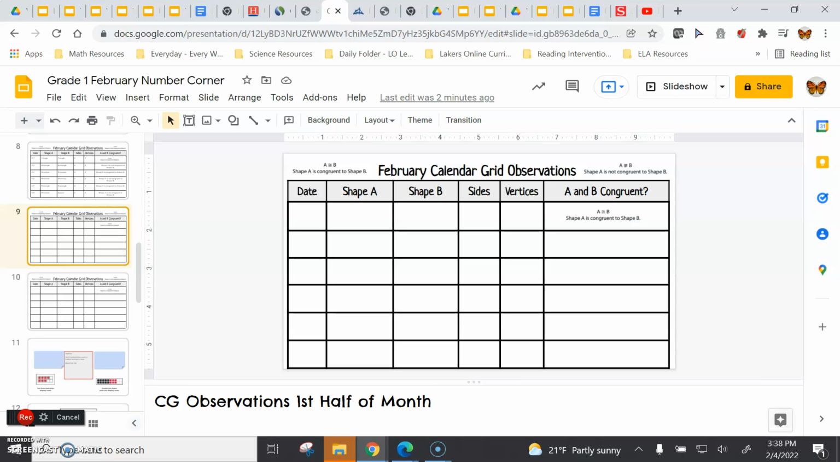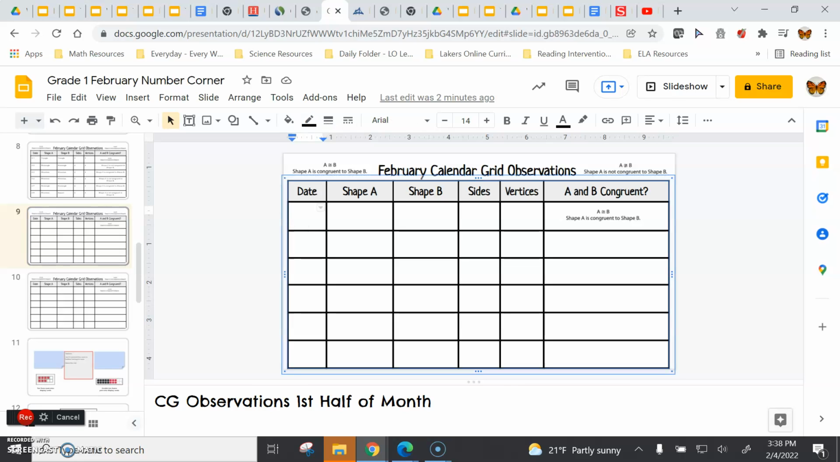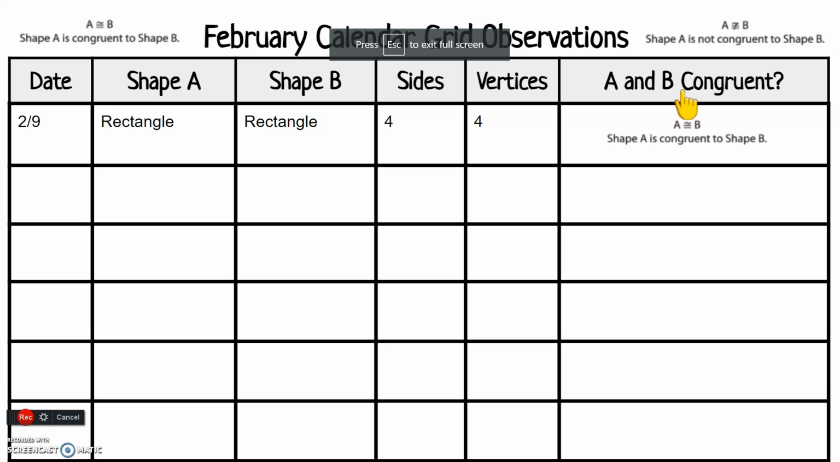So we'll add that to our information here. So we have for today's date, the 9th, that shape A is a rectangle. And then shape B is also a rectangle. The rectangle has 4 sides and 4 vertices, and it is congruent. Same shape, same size. They are congruent.